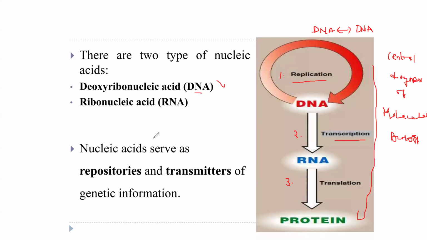Okay, and then these nucleic acids serve as repositories and transmitters of genetic information. So what does that mean? It means that all the genetic information that the child inherits from their parents resides in these nucleic acids.